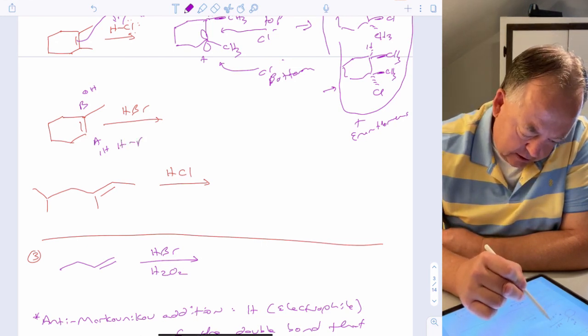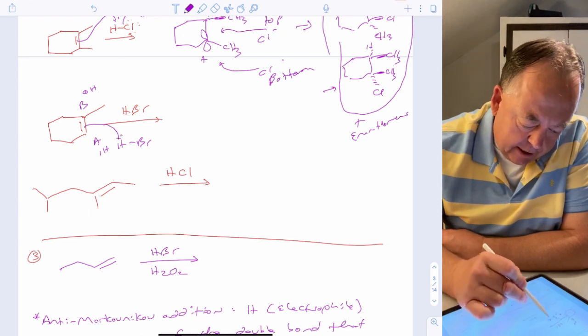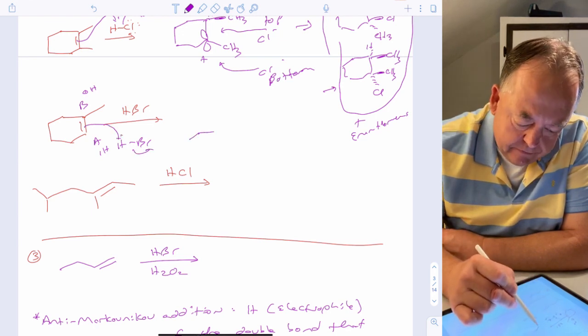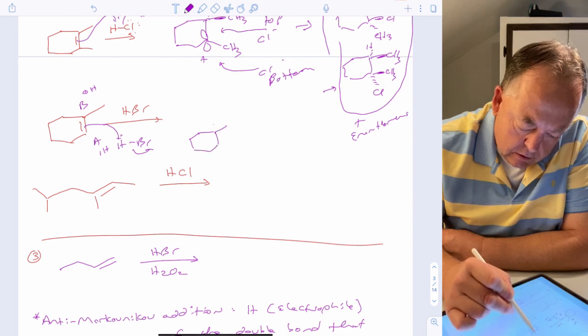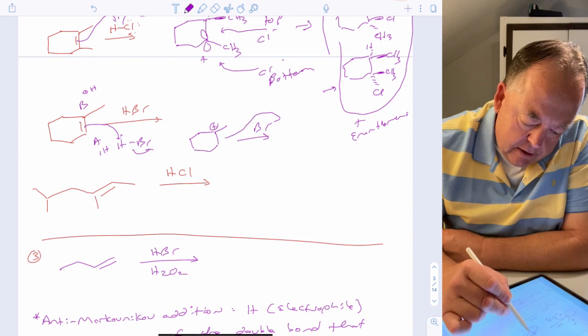So if we were sketching the mechanism, we would take the double bond and make a bond to the hydrogen, and Br- would come off. That would give you the carbocation there, and then Br- would add to that carbon.